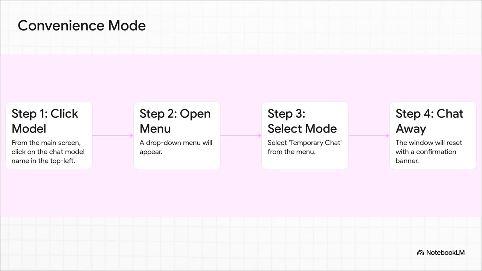But hey, what if you're already logged in and just want a quick disposable chat? No problem. There's a convenience mode for that. All you do is click the model name up in the corner, select temporary chat, and boom, you're in a new conversation that won't be saved. Just keep in mind, while the chat itself isn't saved, OpenAI says some basic data might still be linked to your account just for safety.